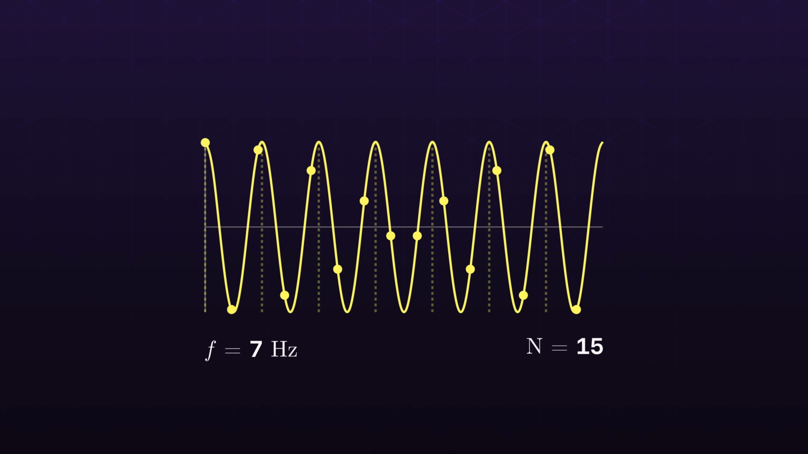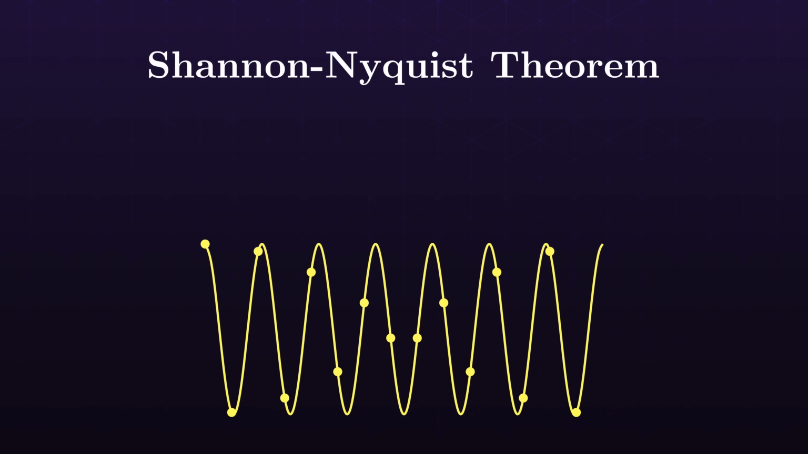This is an example of a quite famous theorem in signal processing called the Shannon-Nyquist sampling theorem. There's a lot more material here that I'm purposely glossing over, but the important takeaway that I want you to remember is that for any signal of frequency f, we need to strictly have more than 2 times that frequency f sampled points to accurately represent the signal.